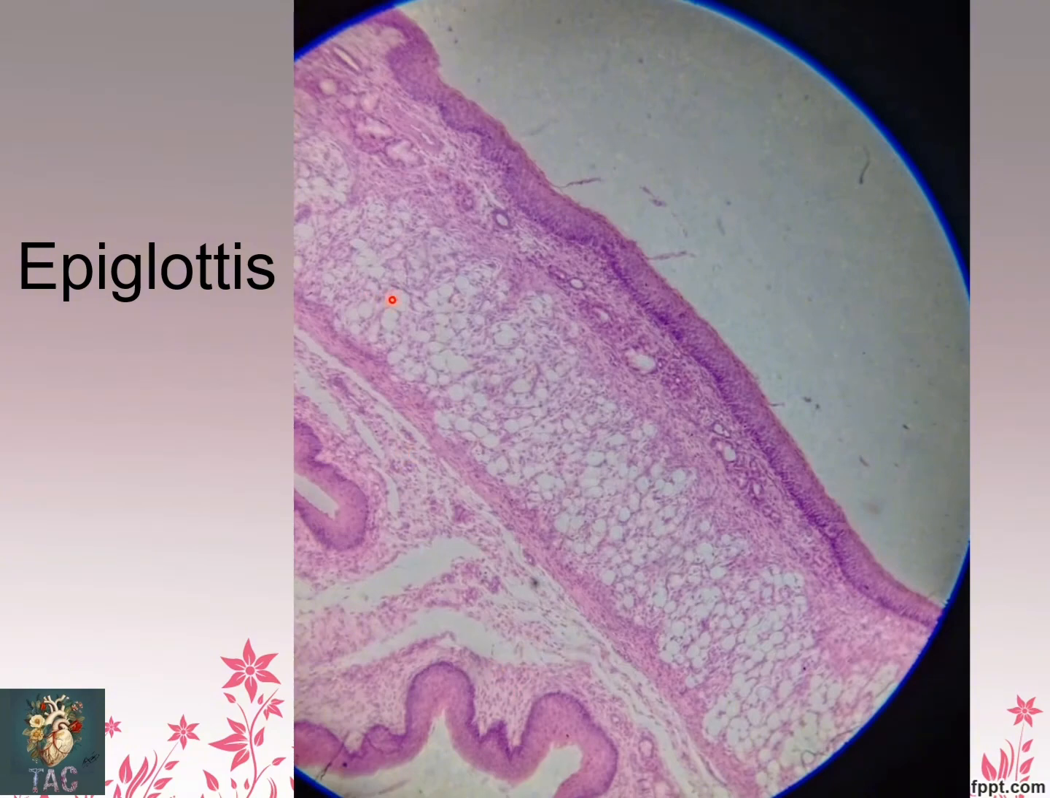Now another slide of the epiglottis. Here you can see the epithelium, which is the stratified squamous non-keratinized type, and beneath it the submucosa, and then the core is formed by the elastic cartilage. On the other side you can also see the stratified squamous non-keratinized epithelium and the submucosa. So the identification point for this slide is that on both sides you can see the epithelium, and in the center you can see the elastic cartilage.